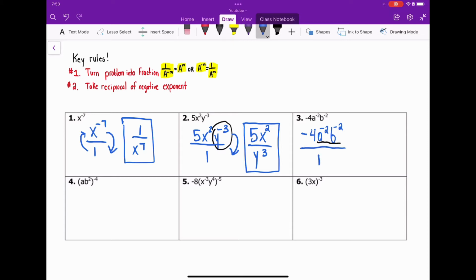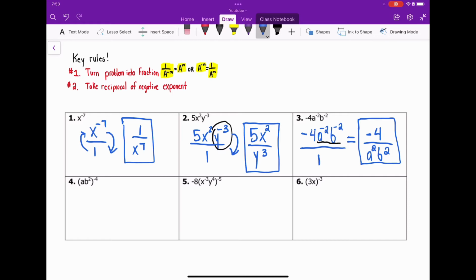And what I want you guys to understand is that nothing is going to happen to the 4, to that coefficient. We're only going to take the reciprocal of a and b because that is where the negative exponents are with those variables. So to simplify this, we would have negative 4 all over a to the positive second power and b to the second power as well.